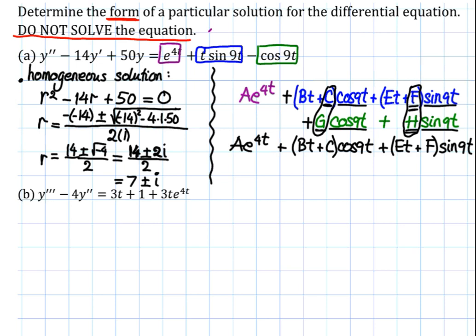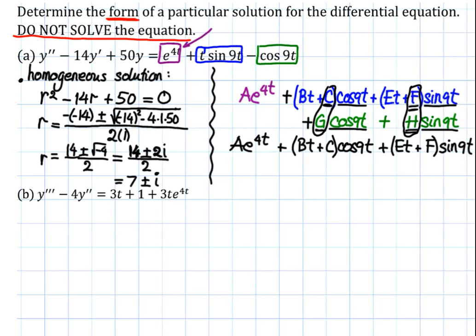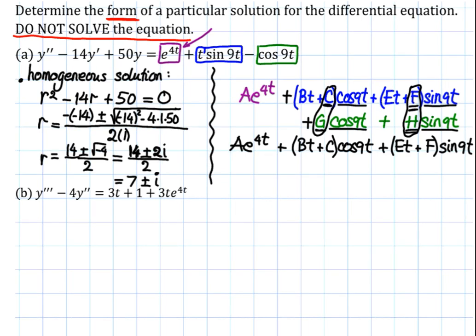The e to the 4t, the solution is corresponding to the root of r equal to 4. When we have e to the rt, then we have r equal to 4. So that one, the solution corresponding to it is r equal to 4.